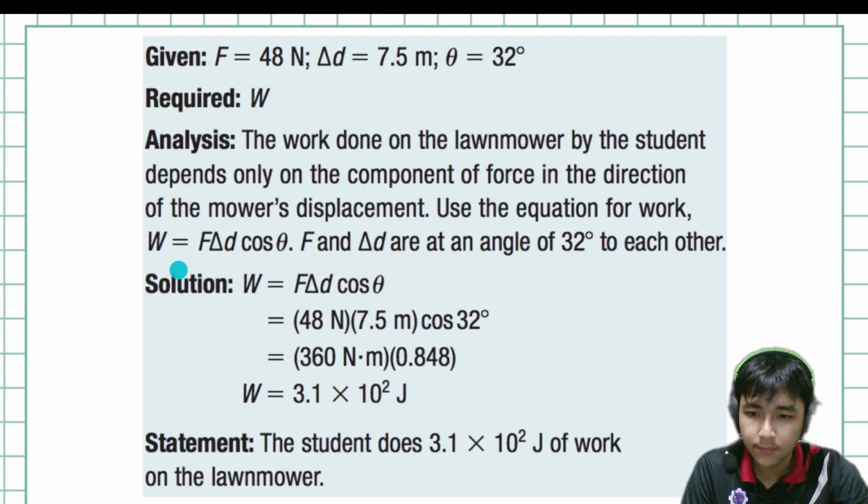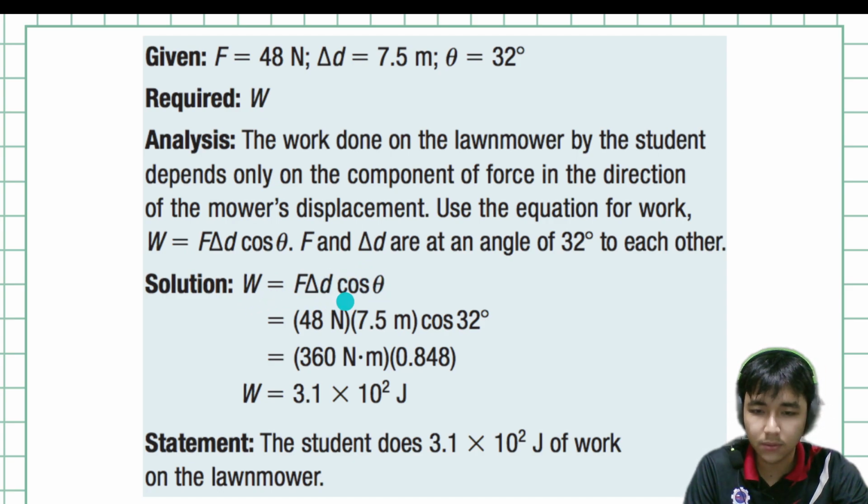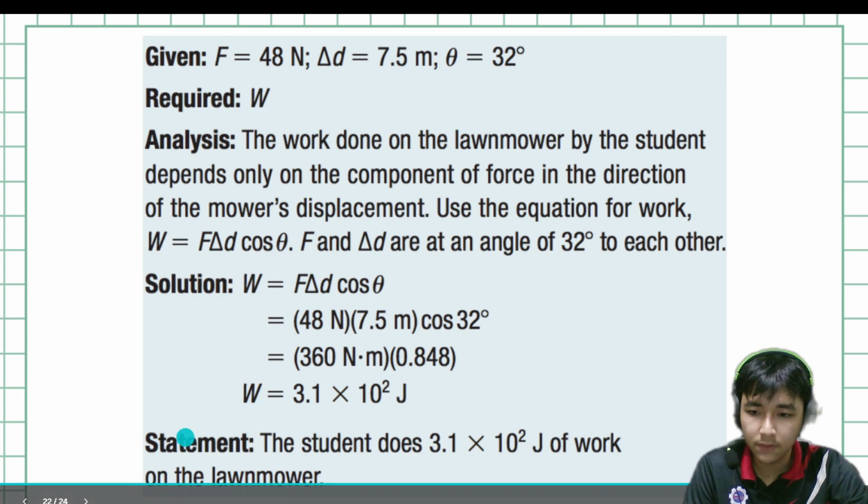For the solution, work equals force times distance times cos theta. We substitute the information, which is 48 Newton, 7.5 meters, and cos 32 degrees. So, the answer should be work equals 3.1 times 10 to the power of 2 joule. So, for the statement, the student does 3.1 times 10 to the power of 2 joule of work on the lawn mower.